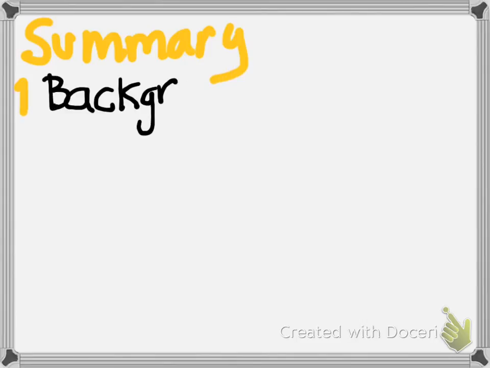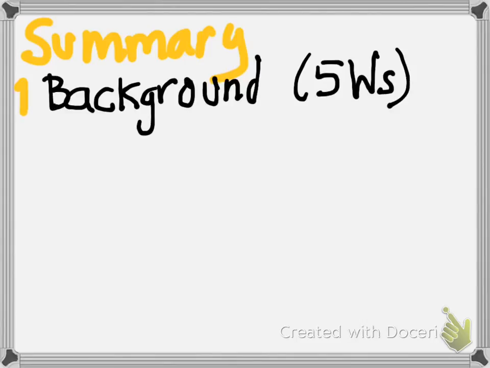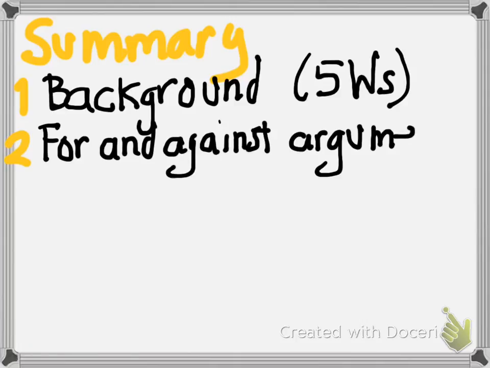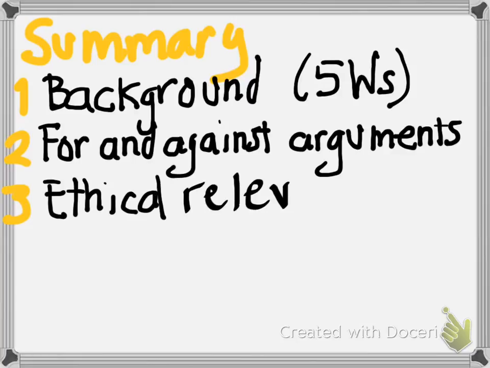So, here's the summary of what you have done. 1. You offered a background of the case, answering the 5 W's. 2. You listed the for and against arguments. 3. You stated the ethical relevance. 4. You chose a title.